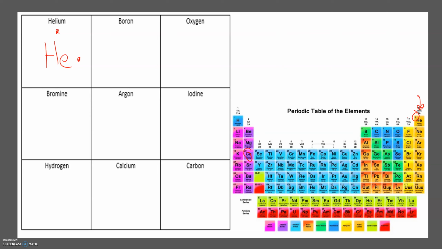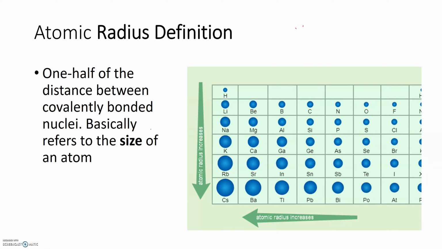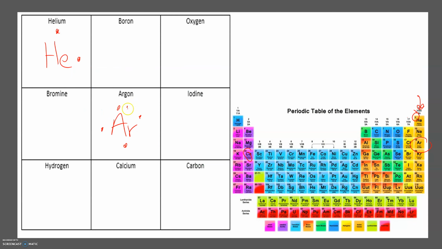Let's do another one. Let's do argon right here, okay? Argon is in group 8, and it also has 8. So we put the symbol, and we fill in the dots, right? 4, 5, 5, 6, 7, 8, okay?